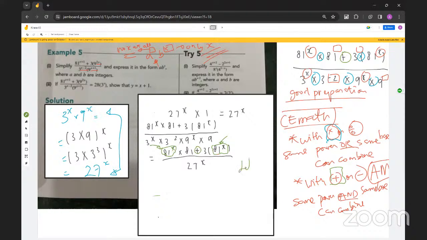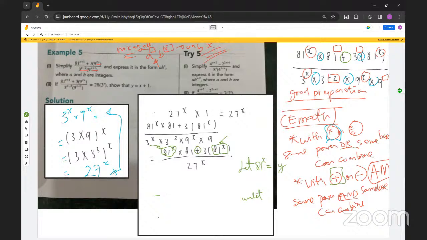You must do the let and unlet to help you. This is not a strategy. This is just to help ourselves. I will let my target, 81 power x, become something else that looks simpler. For example, y. I'm gonna let do that first.